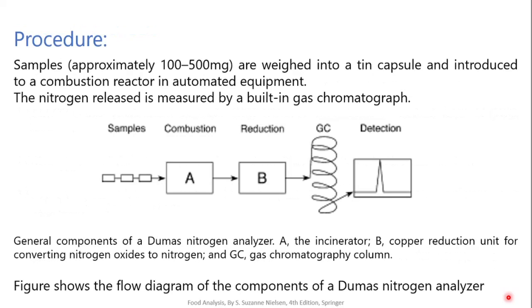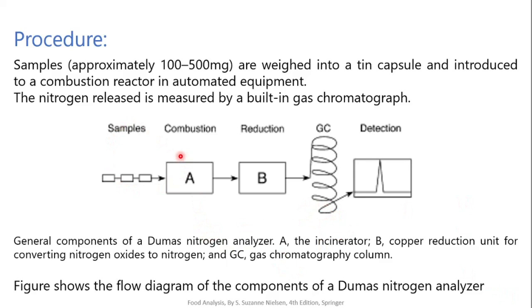Now look at the procedure. Samples, generally about 100 to 500 mg, are weighed into a tin capsule and introduced to the combustion reactor in automated equipment. The nitrogen released is measured by a built-in gas chromatograph. So this is the instrument or equipment.